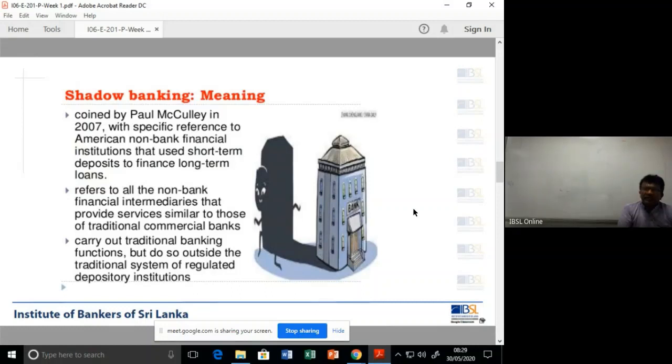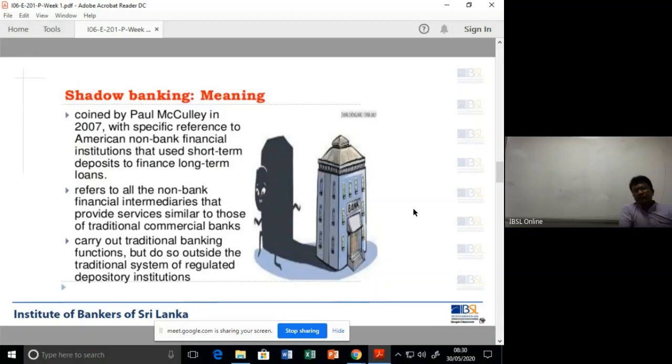In the same manner, we are using the term shadow banking. We'll read: coined by Paul McCulley in 2007, with specific reference to American non-banking financial institutions that used short-term deposits to finance long-term loans. Now, shadow banking is a term used to address our area, non-banking. We are not banks, we are shadow banks. These shadow banks can do almost all activities other than issuing checks. Shadow banks refers to all non-bank financial intermediaries that provide services similar to those of traditional commercial banks.